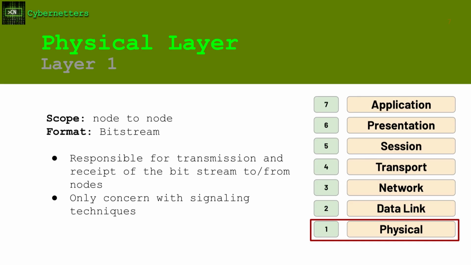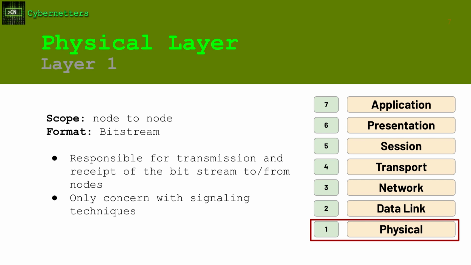So let's talk about the physical layer, which is also known as layer 1. Think about the physical layer as the foundation of a house. It basically supports everything, which is the job of a foundation. And without it, you can't really do anything.